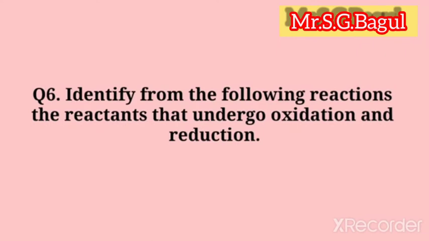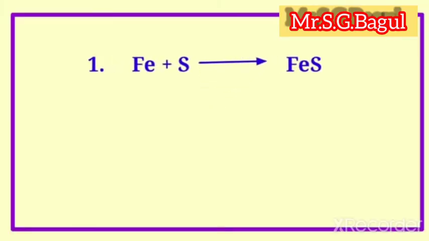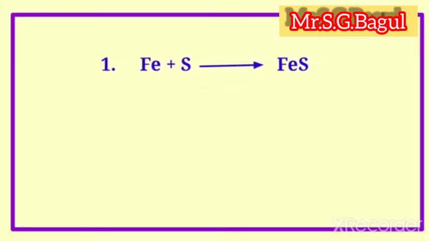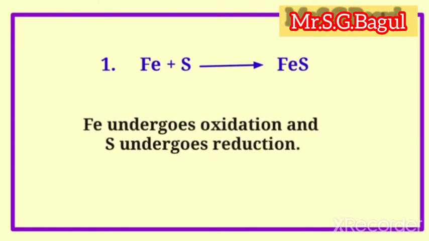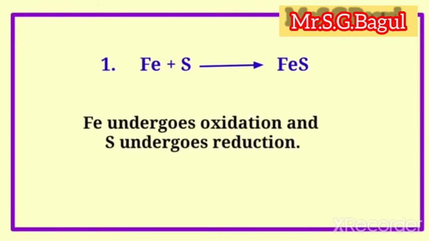Question 6. Identify from the following reactions the reactant that undergoes oxidation and reduction. Fe plus S. After reaction we get FeS. Iron undergoes oxidation and sulfur undergoes reduction because iron loses 2 electrons and sulfur gains 2 electrons.